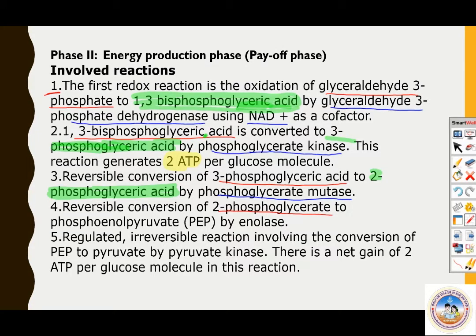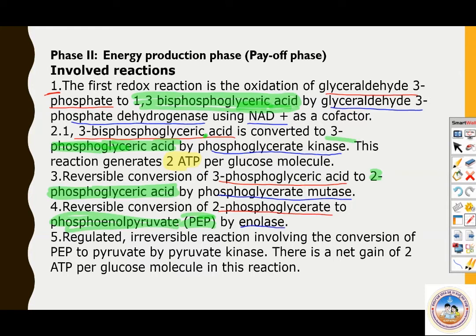Okay, moving ahead, the next one, reversible conversion of 2-phosphoglycerate to what? Finally, it is getting converted into what? It is getting converted into phosphoenolpyruvate. By the enzyme what? By the particular enzyme, enolase. Okay.